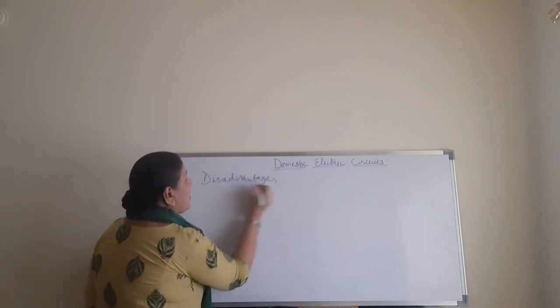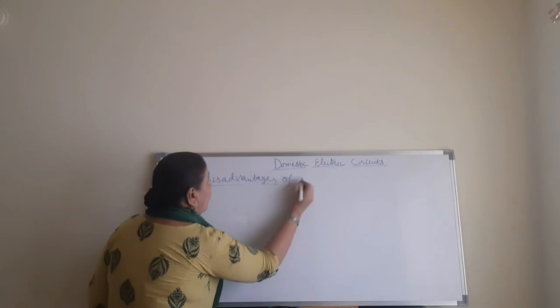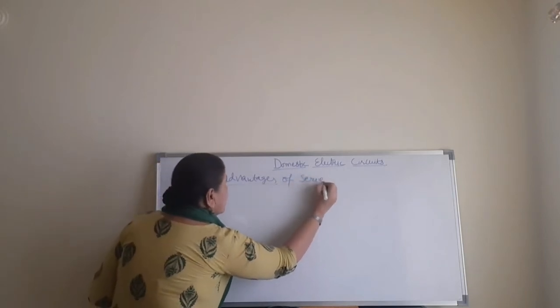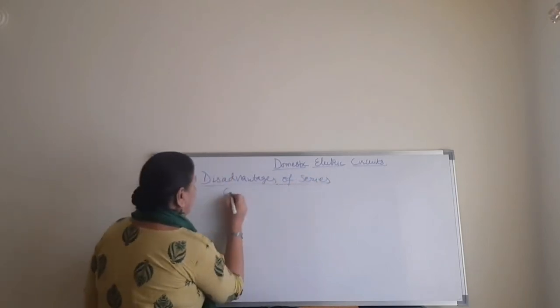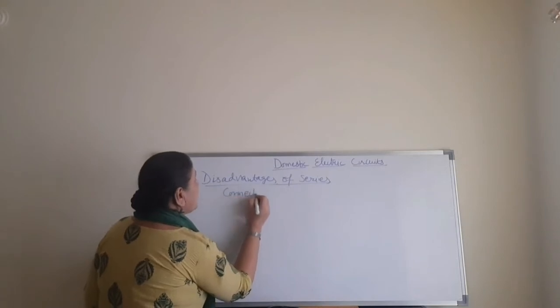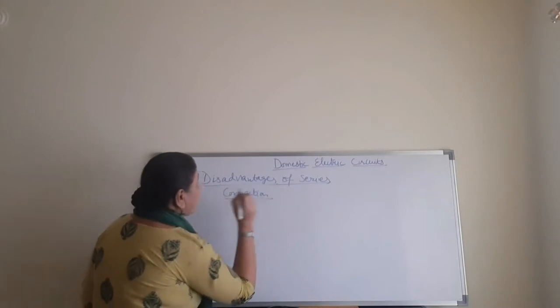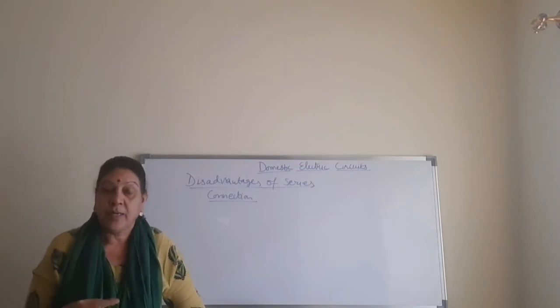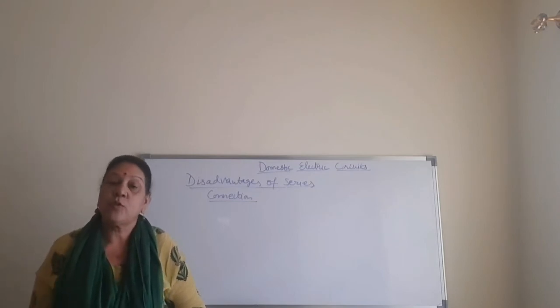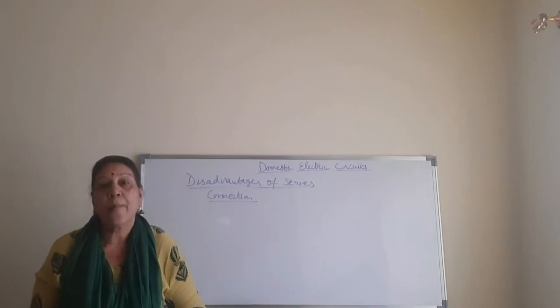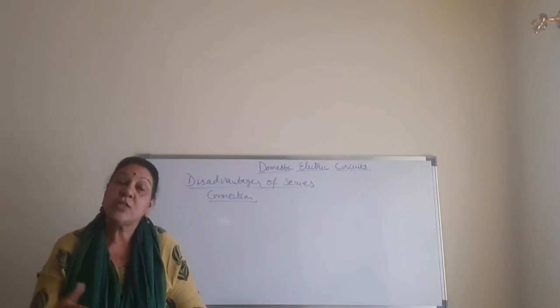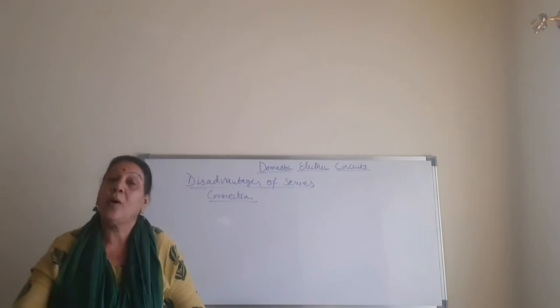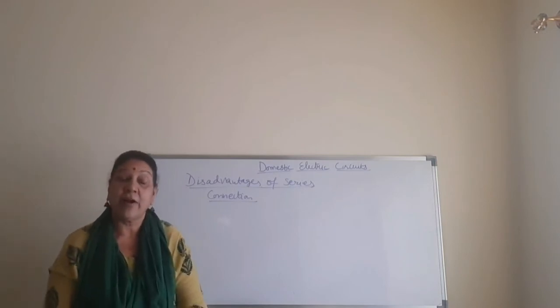Disadvantages of series connection. There are so many disadvantages, and we are going to discuss them. One, I've already made it clear: because it is operated by only one switch, if one equipment goes wrong or doesn't work, the current ceases to flow. The current will not flow to all the other equipment. This is the biggest disadvantage.